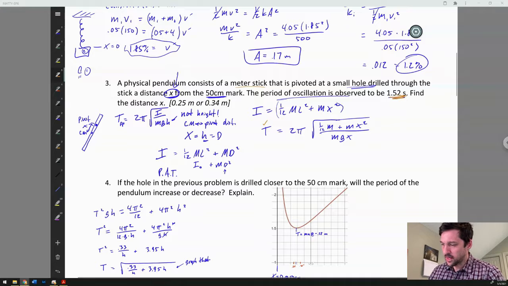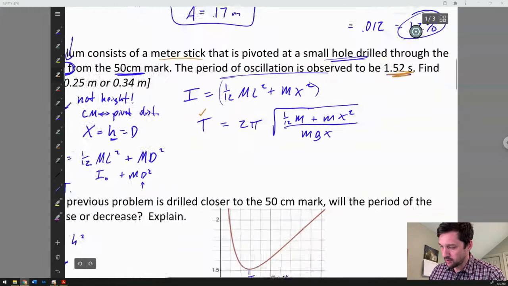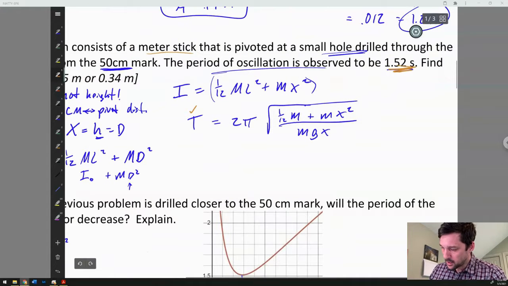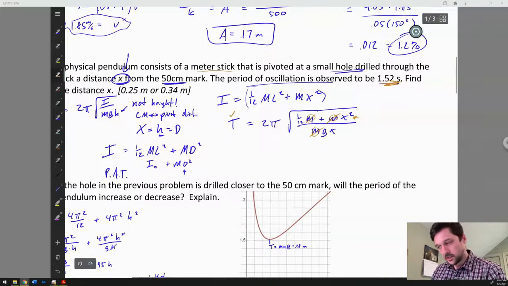we are not given the mass of the meter stick, but the good news is, if you look carefully, we've got mass here, we've got mass here, we've got mass here. So everywhere inside that fraction, we've got mass above and mass below, so the mass cancels out. So mass is gone. The only unknown is x. Hey, great. One unknown, one equation. We can solve for that. But it's not a pretty formula, so let's get after it.